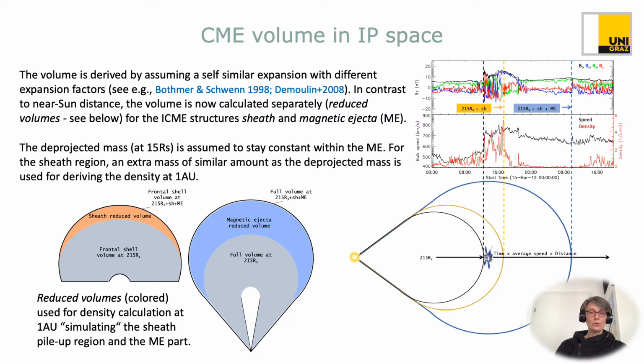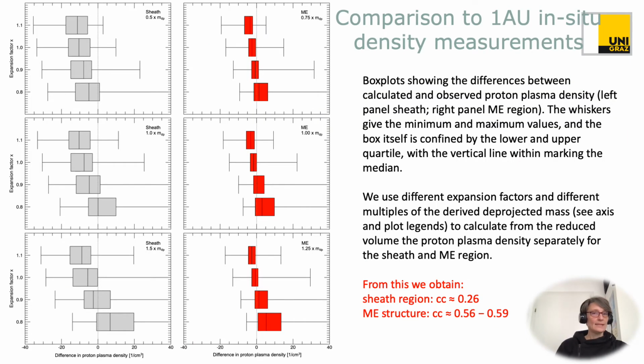So I would like to note that the mass that we derived is most likely mass that is inside the flux rope, so the deprojected mass, and for the sheath region we use a separate mass that was already observed. De Forest, for example, or also Lugaz showed in simulations that the sheath region needs to be treated as an extra mass. So we now compare the derived model values to the in situ measurements.